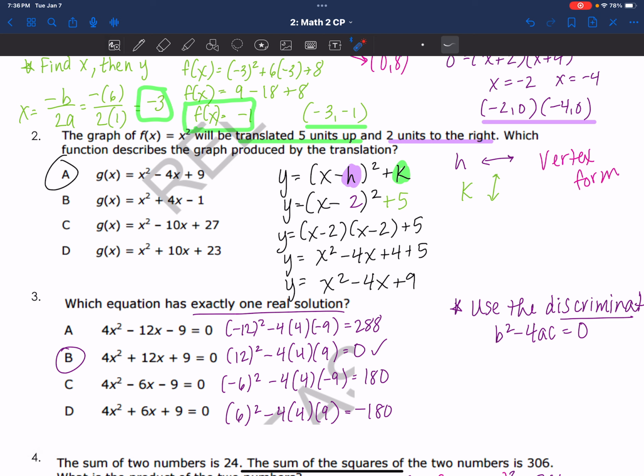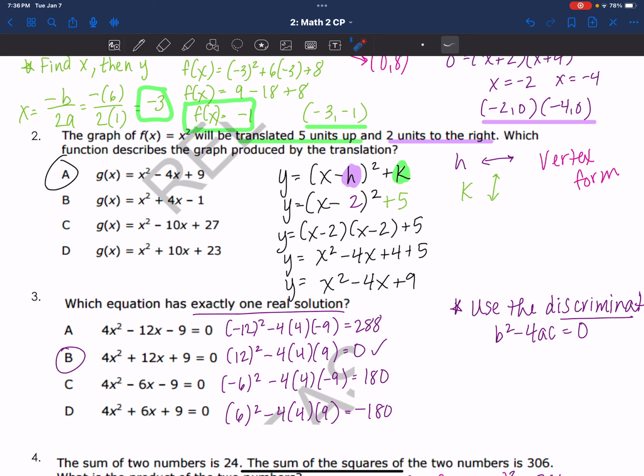So since we're going up, I'm going to put that here. And since we're going to the right, I'm going to put that here. So you can see what I did there. Now, remember, x minus 2, all of that's squared. So that's why I did this. And then don't forget to distribute. When you do that, you're going to get x squared minus 4x plus 4. And don't forget to bring down the plus 5 at the end. Once you got all that, combine like terms, and you got this. But remember, this is the same as g of x. The best choice is A.